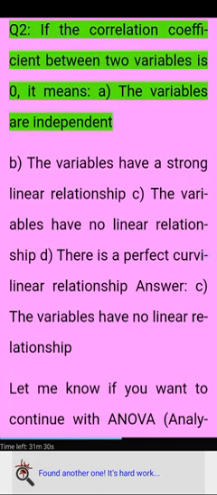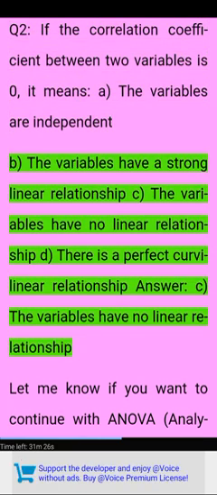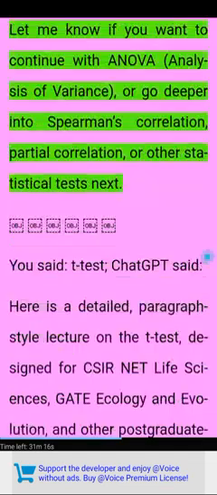Q2. If the correlation coefficient between two variables is 0, it means that: A. The variables are independent. B. The variables have a strong linear relationship. C. The variables have no linear relationship. D. There is a perfect triple linear relationship. Answer: C. The variables have no linear relationship.